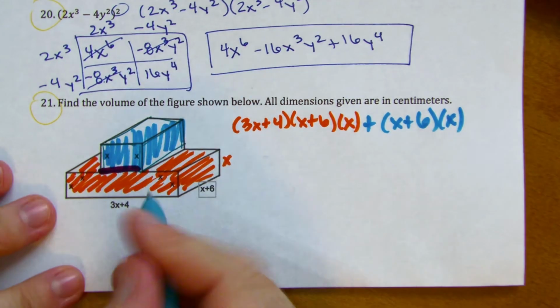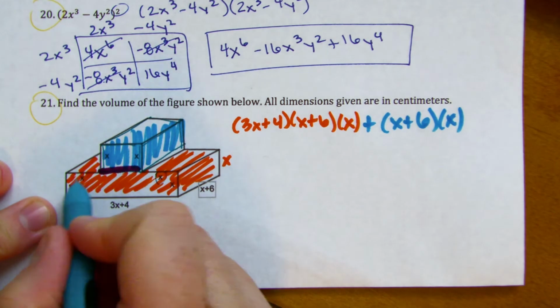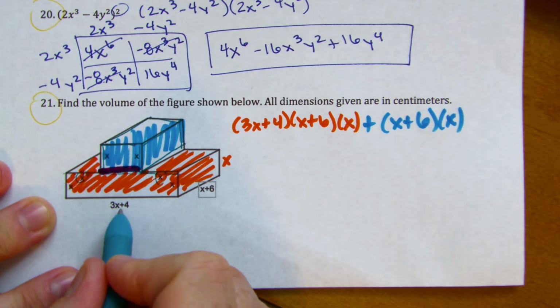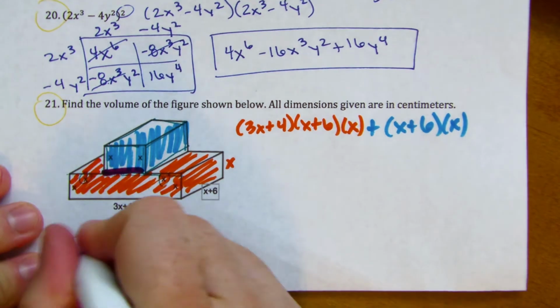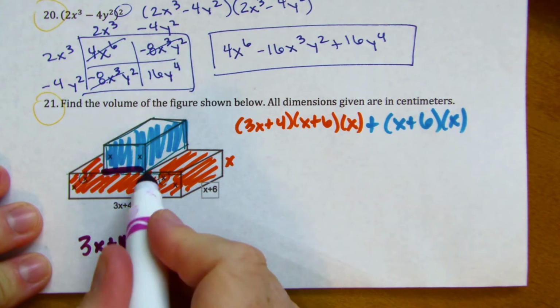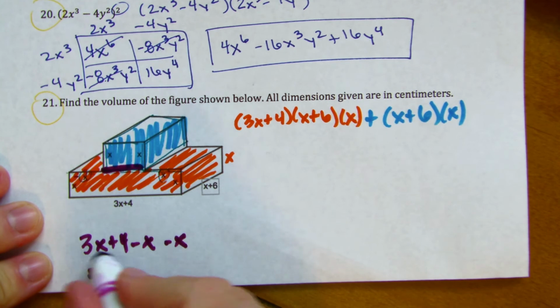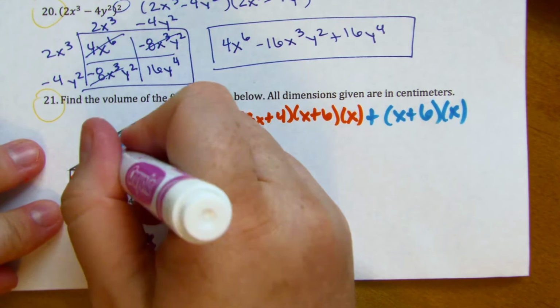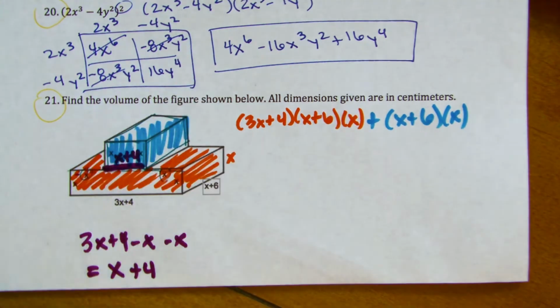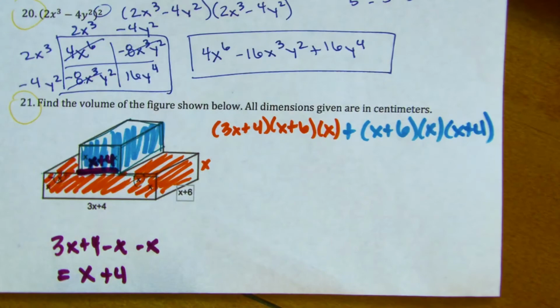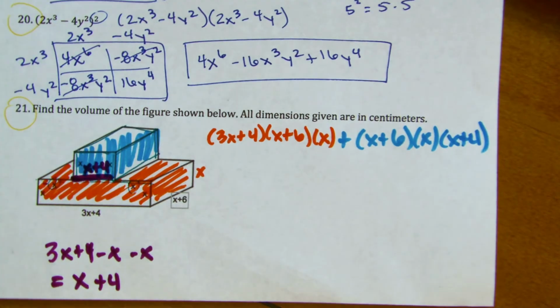So I know that this length right here is x, and I know this length right here is x, and I know the whole piece is 3x plus 4. So this purple piece then would be 3x plus 4 minus this x and minus this x. So that would be 3x minus x is just x plus 4. So that's the length of that piece there. So then finding the volume of that blue shape, we would also multiply by x plus 4. And so it's just a matter of doing some boxes now.